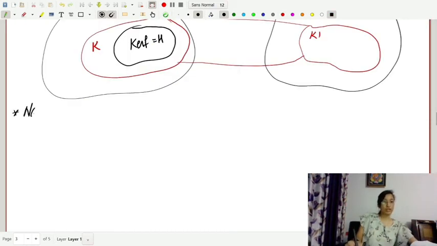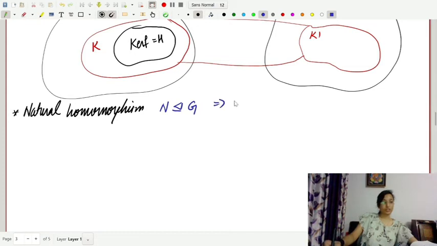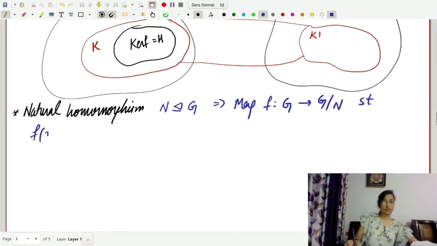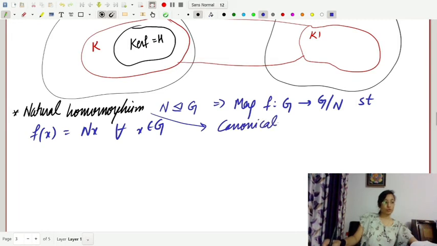What do you mean by natural homomorphism? For N a normal subgroup of G, the map f from G to G modulo N such that f of x is equal to Nx for all x belonging to G is called the natural homomorphism or canonical homomorphism of G onto G modulo N.